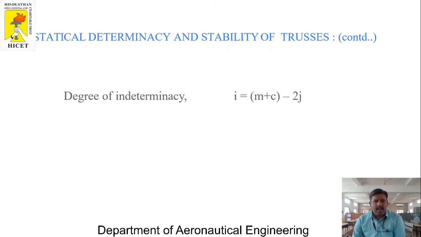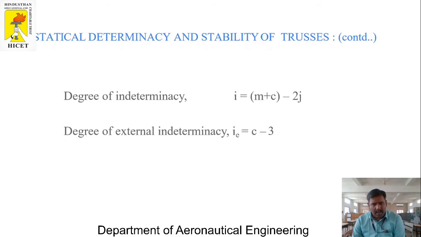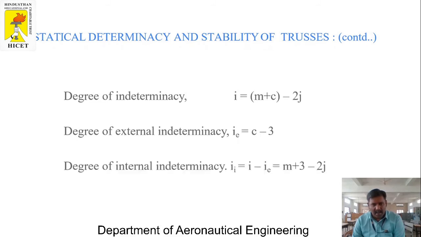To check the degree of indeterminacy, it is denoted as i equal to m plus c minus 2j. The degree of external indeterminacy, i suffix e, is equal to c minus 3, and the degree of internal indeterminacy, i suffix i, is equal to i minus i suffix e, that is equal to m plus 3 minus 2j.